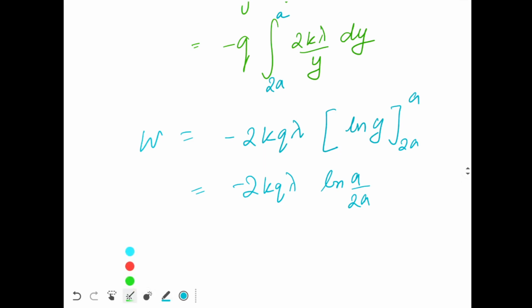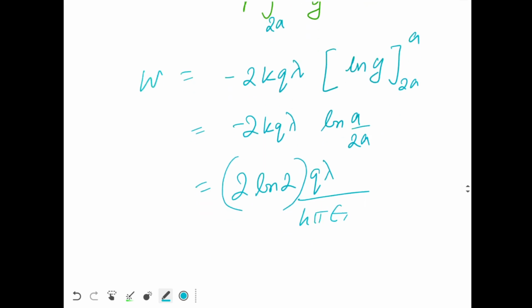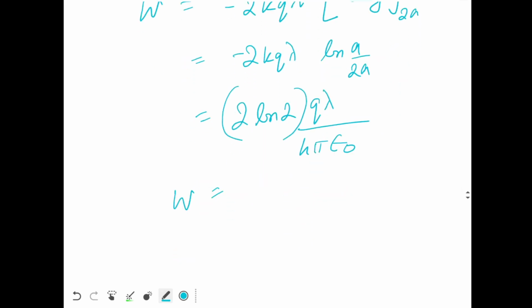So ln a by 2a will be ln 1 by 2, but due to the minus sign I will get ln 2. So this will be 2 log 2 q lambda, and k is 1 by 4 pi epsilon naught. So the net work done will be q lambda log 2 divided by 2 pi epsilon naught. This is the answer.